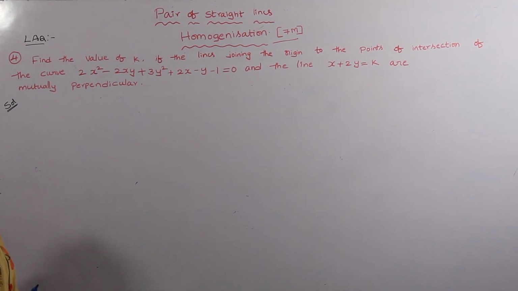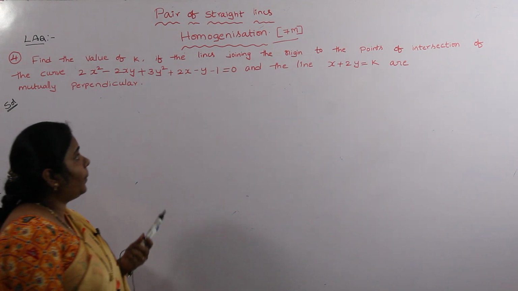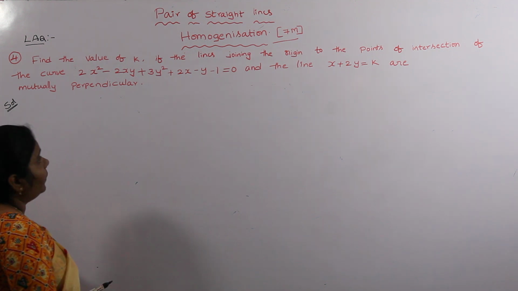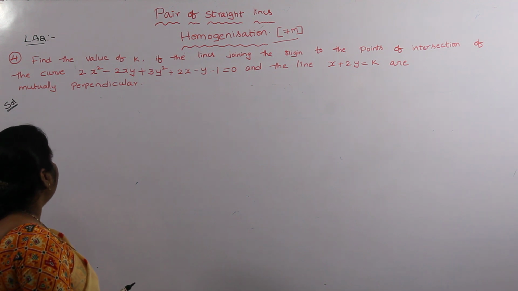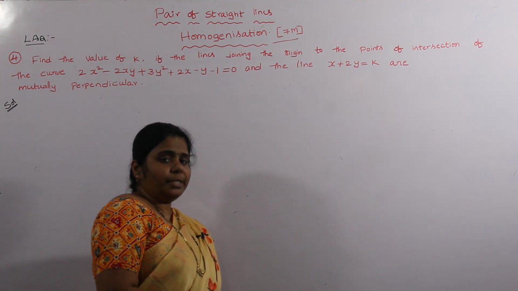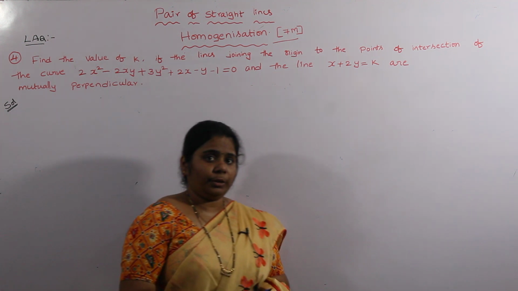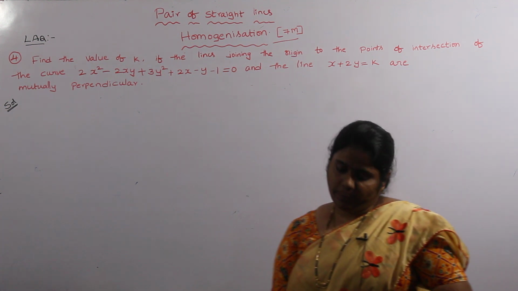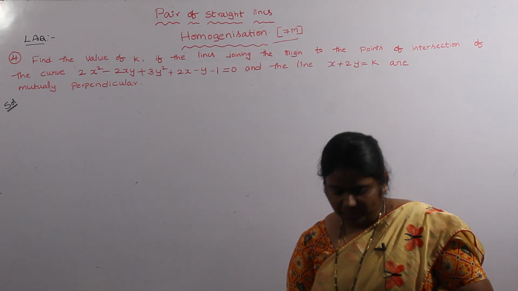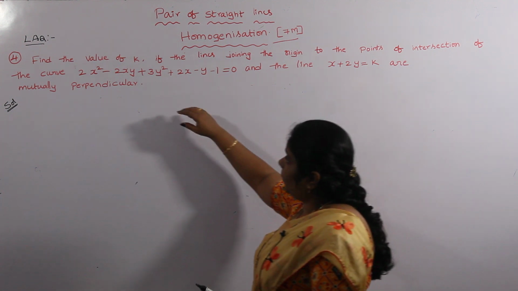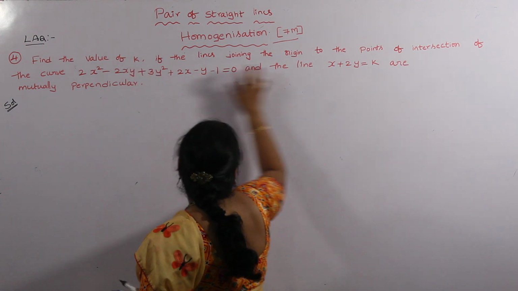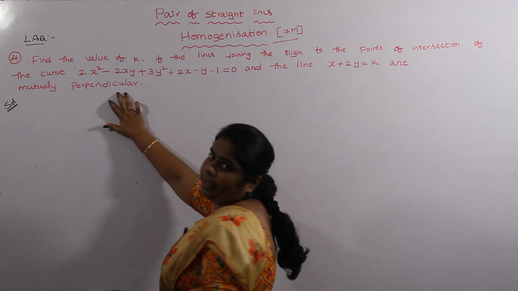Next problem. Find the value of k if the lines joining the origin to the points of intersection of the curve and the line are mutually perpendicular. What is the difference between this problem and the previous problem? In the previous problem they were asking for the angles only. Yes. Here in this problem, find the value of k if the lines are mutually perpendicular.